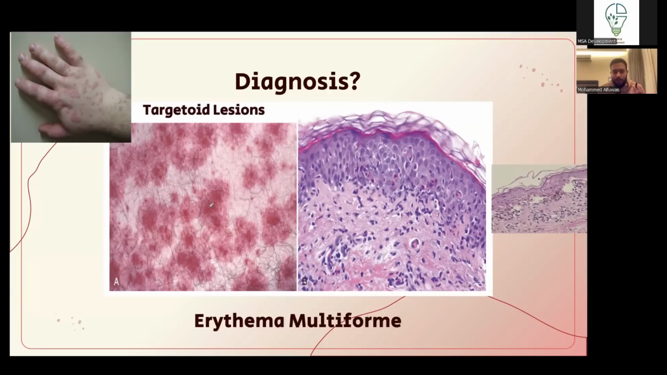The center of this lesion is dark red. The periphery is light red. What's the difference is what cell is mediating the center? CD8. What's around it? CD4. Okay, good.